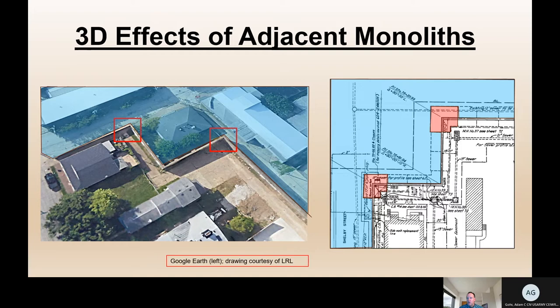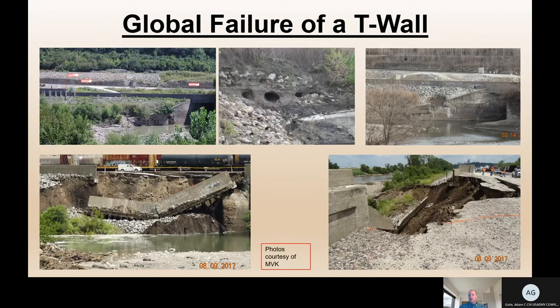So if those walls can't move, and the T walls adjacent to them are stable, then there's not a possibility of those moving. Although this is probably not a likely scenario to look at in a risk assessment, the methodology is the point. Understanding that there are 3D effects, especially in urban areas, it's very important. And then global failure of a T-wall.